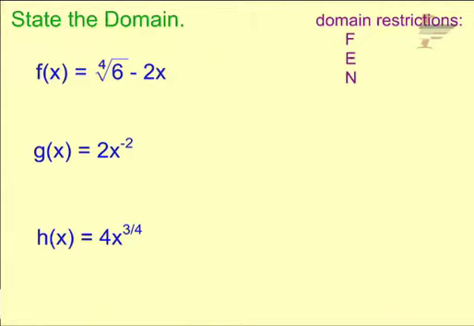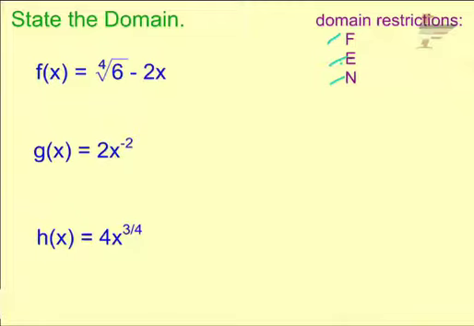Our last set of domain examples. The third one, hopefully you've been watching the first two. Domain restrictions are off on the right again. The three things we look for: do we have x in the bottom of a fraction? Are we taking the even root of x? And does x have a negative exponent? Those are the three things we look for to determine if there's any number that x cannot be.